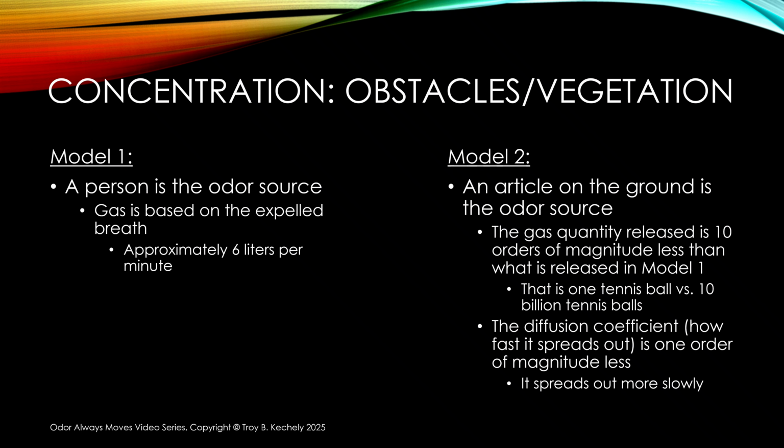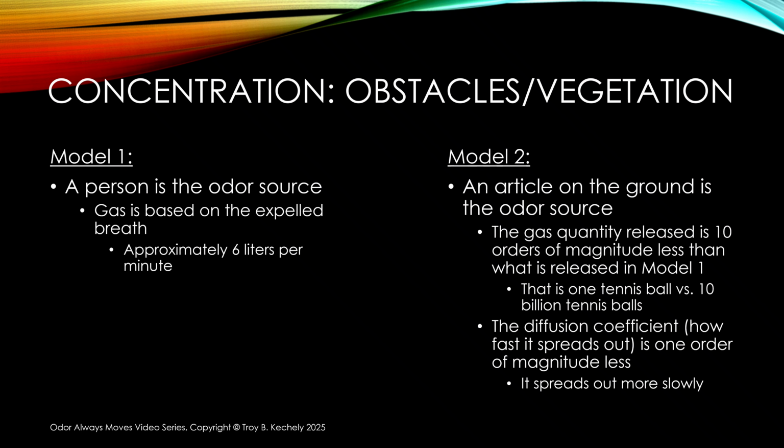And then model 2 is a little more specific. It's an article on the ground, and that's the odor source. So one is the person standing up, and now we have one that's on the ground, so you're going to see the impact of vegetation and barriers there. But the gas quantity being released is 10 orders of magnitude less than what was released in Model 1. That's 1 tennis ball versus 10 billion tennis balls. If the human's breathing out 10 billion tennis balls, the article on the ground in Model 2 is only releasing 1 tennis ball. So it's a substantially reduced amount of odor.